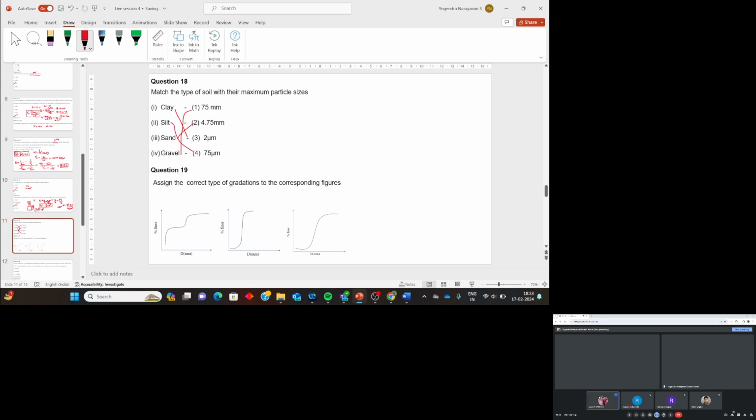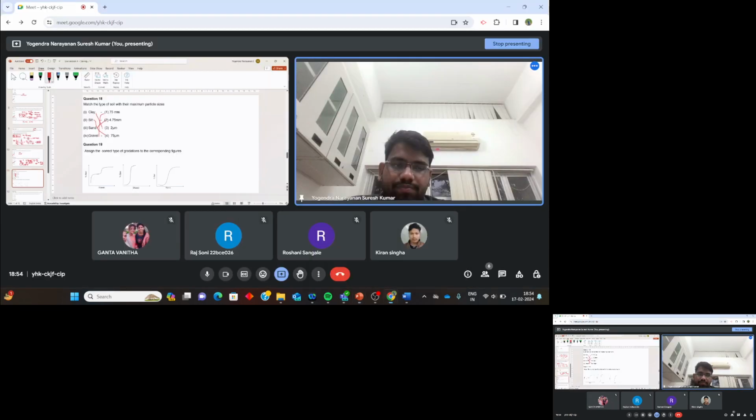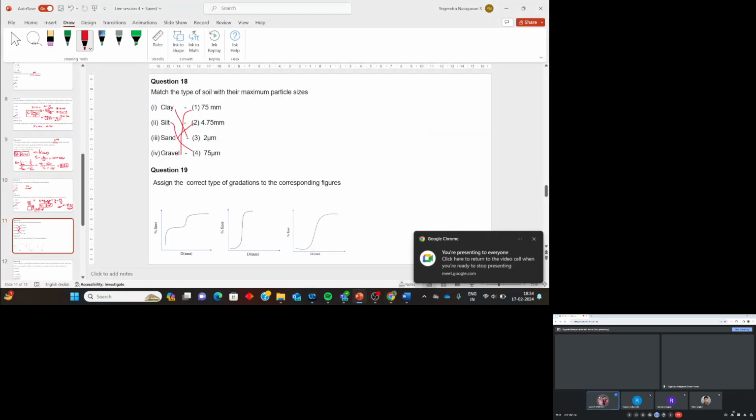So this is a straightforward question. Moving to the next question, assign the correct type of gradations to the corresponding figures. You have to say whether it is well graded, poorly graded or gap graded. So which will come to which one? First one is gap graded, and second one is uniformly graded, third one is well graded.